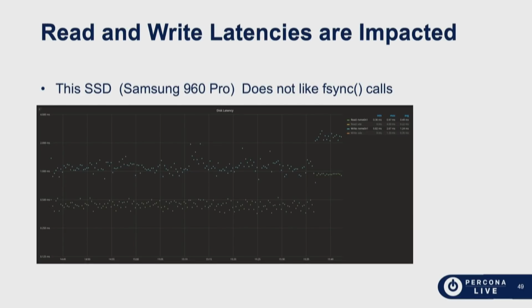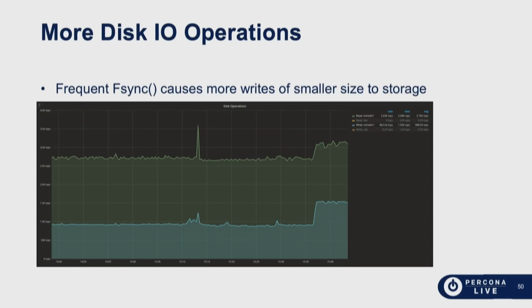If you look at the disk I/O latency, we can also see that there is a huge spike in both reads and writes. This is me using a Samsung SSD, which doesn't really like a lot of fsyncs, right? And fsyncs really impact both write performance, which is kind of here, as well as read performance, while reads are not really, I mean, we're not doing a lot more reads if you're just changing the innodb_flush_log_at_trx_commit, right?